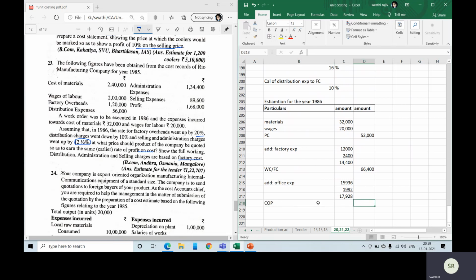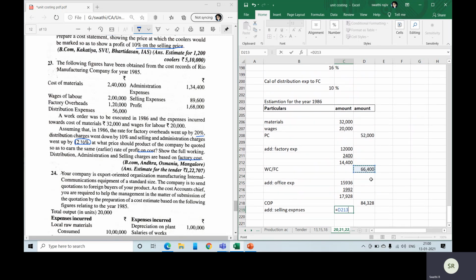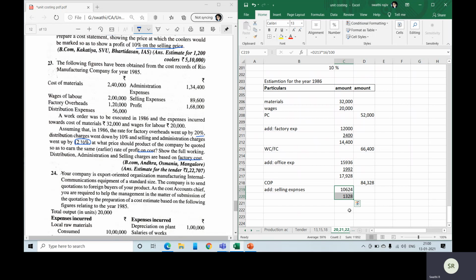So cost of production is going to be my works cost plus office expenditure. Along with this I will add my selling expenses. Is there anything in my selling expenditure? Selling and administration charges have gone up by 12.5%. So how will I calculate selling charges? 16% of my factory cost. My factory cost is 66,400 into 16 divided by 100. But the cost has gone up by 12.5%, so this into 12.5 divided by 100. Altogether I get 11,952.